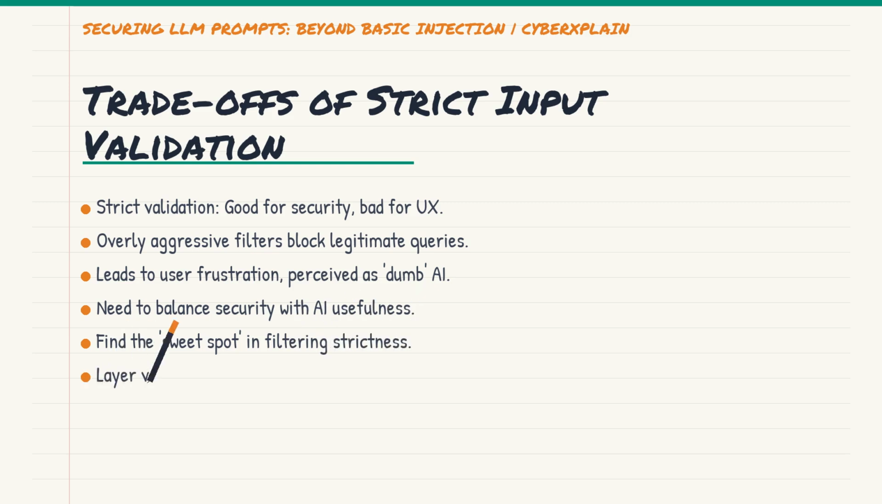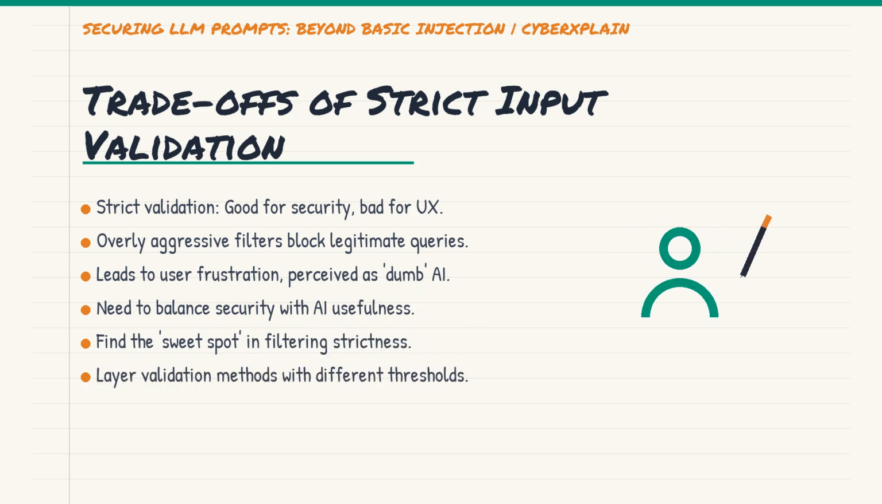If our filters are too aggressive, they might accidentally block legitimate user queries, leading to frustration and a perception of a dumb or unhelpful AI. Imagine trying to get customer support, and your perfectly innocent question is rejected because it contains a word that could be used maliciously. We need to find that sweet spot, balancing robust security with an AI that's still flexible and useful. This often means layering different validation techniques, each with varying strictness.